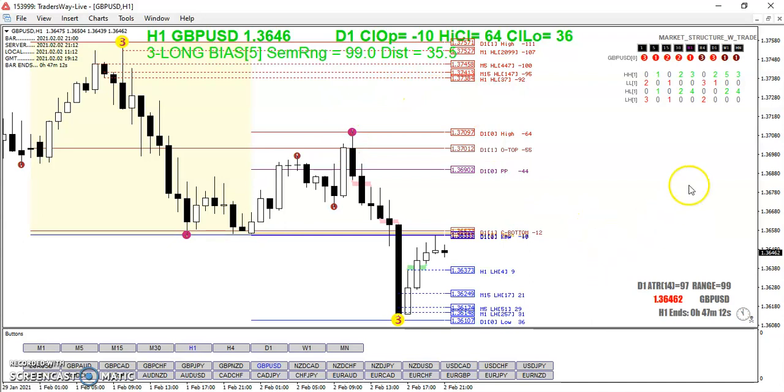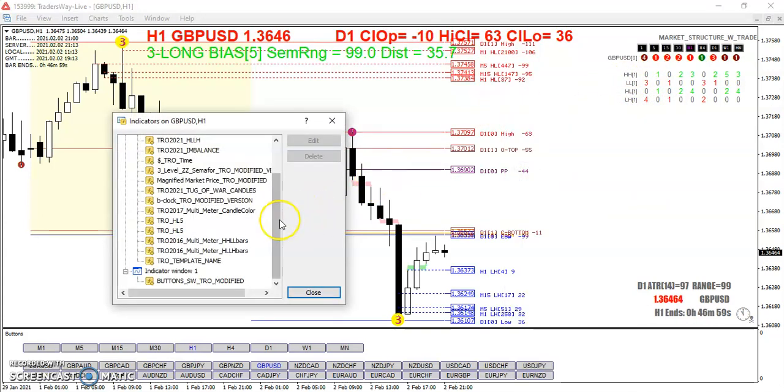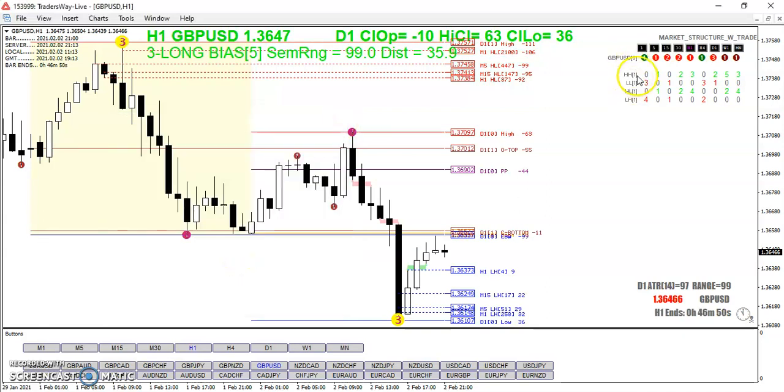And so right here, I call this template the market structure for the week, and it's a trading template, meaning you use this to trade off of. And over here, I had to dust off a couple of old indicators from 2016, the HHLL and HLLH bars multimeter. So you can see here higher highs, lower lows, higher lows, lower highs.